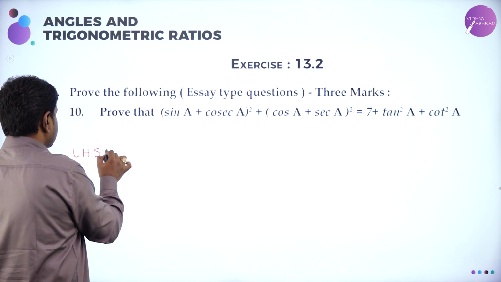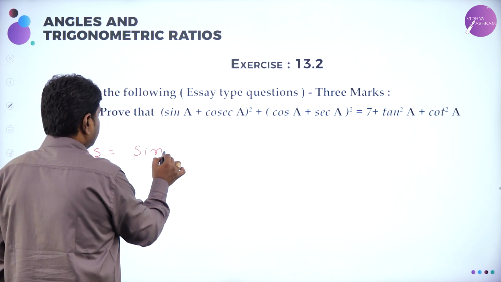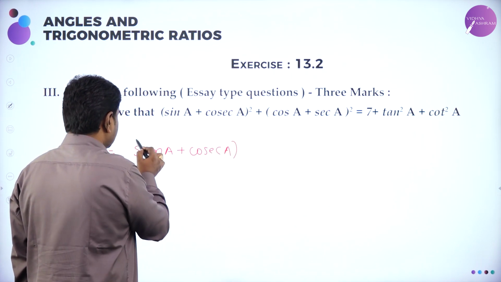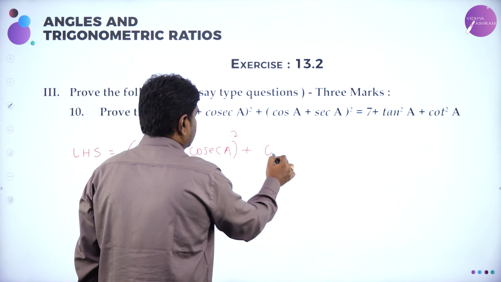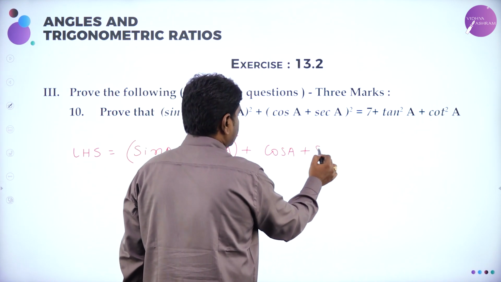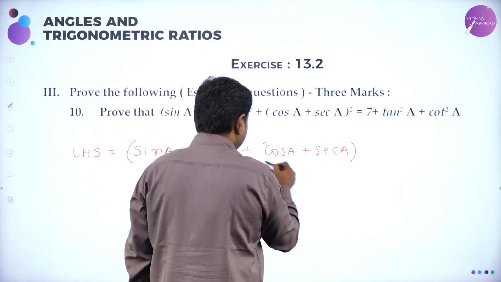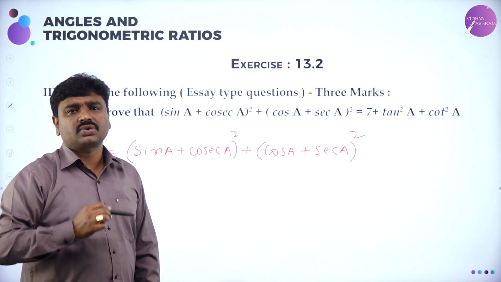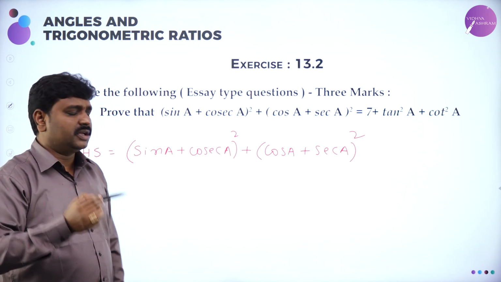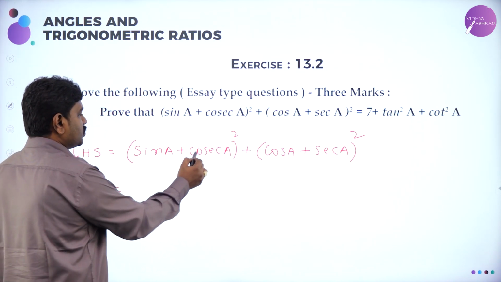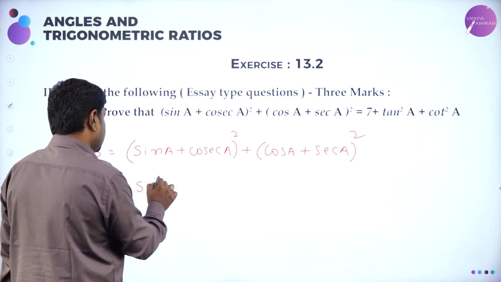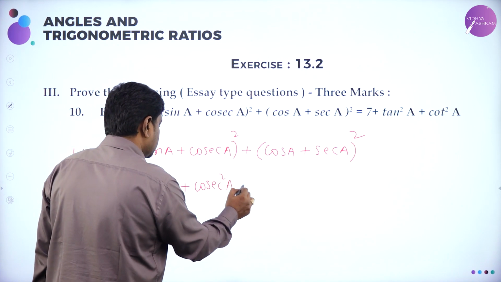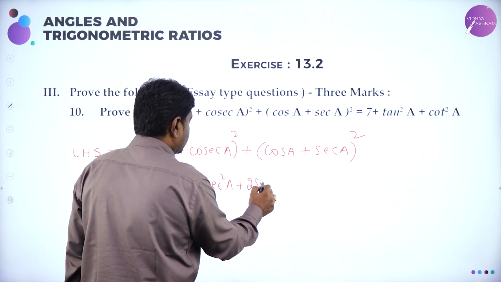So we'll take LHS. LHS we have sin a plus cosecant a whole square plus cos a plus secant a whole square. First simplify this. It is in the form of a plus b the whole square. What is a plus b the whole square? A square plus b square plus 2ab. Same formula will apply. Sin a plus cosecant a the whole square is what? Sin square a plus cosecant square a plus 2 sin a into cosecant a.